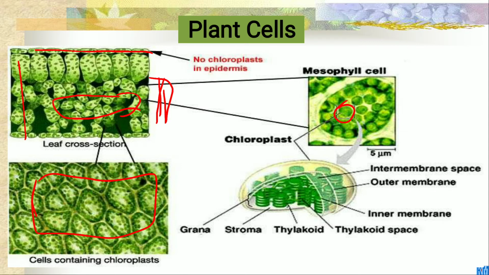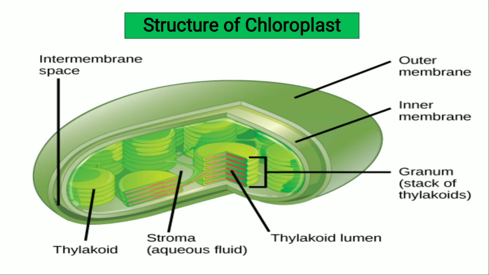One single cell is having the chloroplast. Okay, these are the plant cells. Then briefly we discuss the structure of chloroplast. This is the intermembrane space, and this is the outer membrane, this one is the inner membrane, and this is the granum, stalk of the thylakoids.